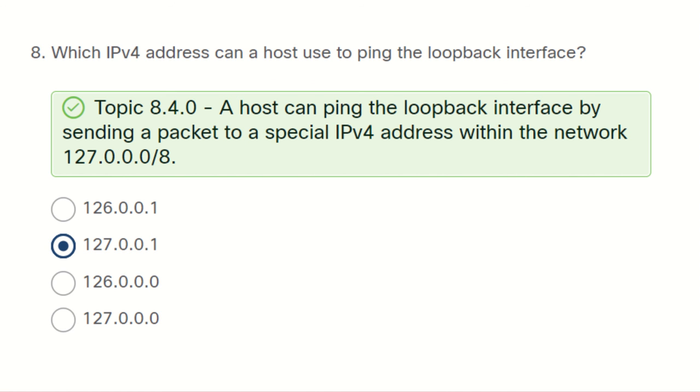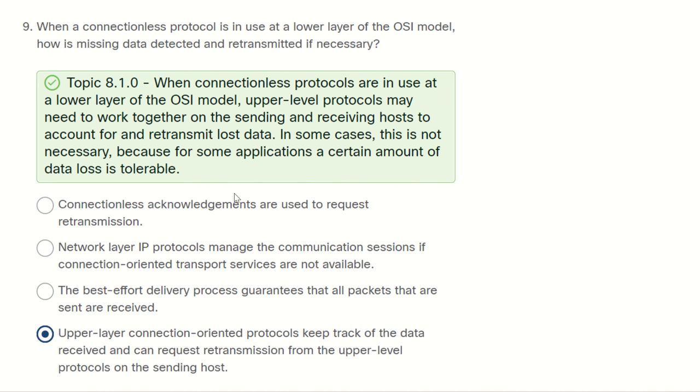Which IP version 4 address can a host use to ping the loopback interface? A host can ping the loopback interface by sending a packet to a special IP version 4 address in the network 127.0.0.0/8. So this one.